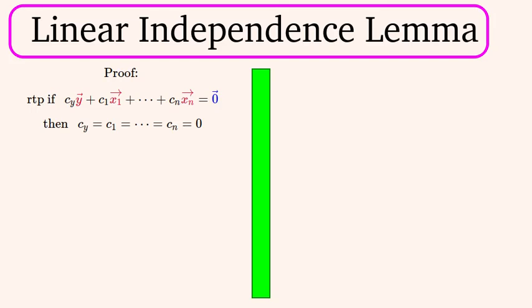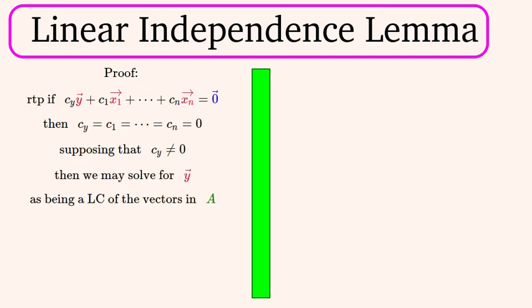We're required to prove that setting this equation to be 0, which can stand for any vector in the span of A plus y, will give the solution that all of the constants will be 0, which satisfies the condition that the new set A plus y is linearly independent. We'll firstly show that cy is 0. We'll use a proof by contradiction. We'll suppose that it isn't 0.